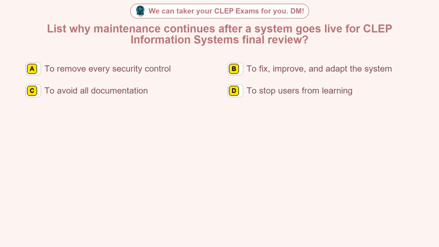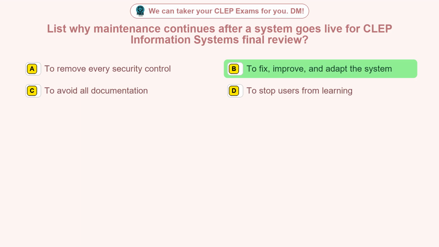Question 77. List why maintenance continues after a system goes live for CLEP Information Systems final review. Option A. To remove every security control. Option B. To fix, improve and adapt the system. Option C. To avoid all documentation. Option D. To stop users from learning.